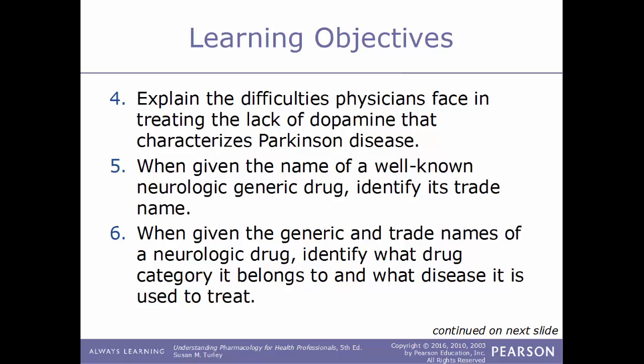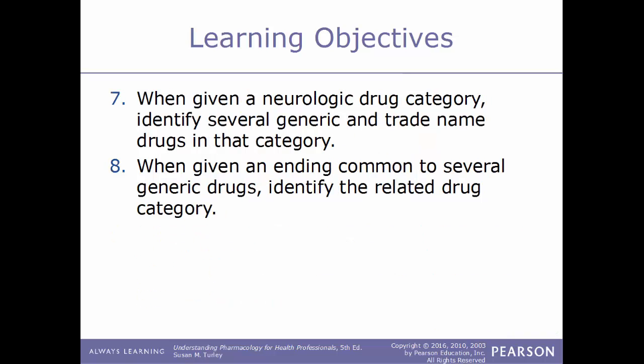When given the name of a well-known neurologic generic drug, identify the trade name. When given the generic and trade names of a neurologic drug, identify what drug category it belongs to and what disease it's used to treat. When given a neurologic drug category, identify several generic and trade name drugs in that category. And lastly, when given an ending common to several generic drugs, identify the related drug category.